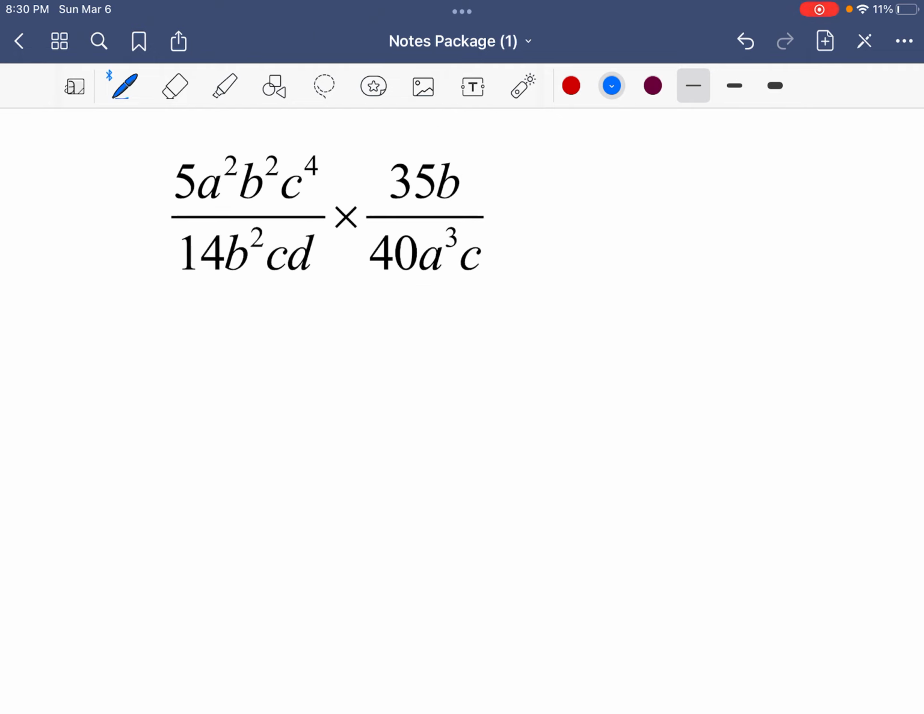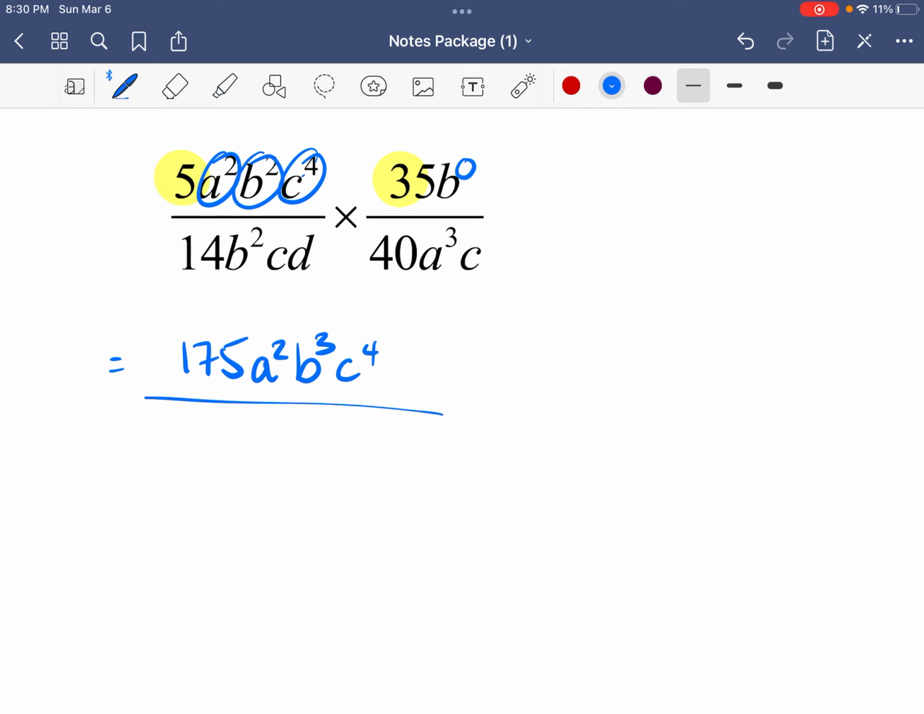All right. Here we're going to multiply 5 and 35. We're going to get 175. And then we've got the a squared. This isn't going to be multiplied by any a's over here. And then we've got b squared and b to the 1, so b cubed is what we get. And c to the 4, there's nothing else to multiply by, so it just stays c to the 4. Now, over top, 14 multiplied by 40 gives us 560, a cubed, b squared, c squared, d.